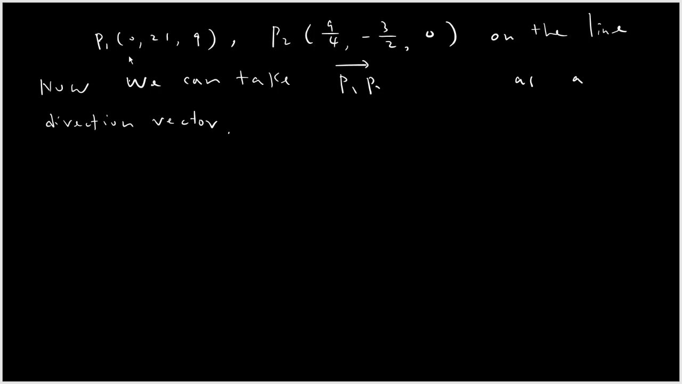Okay, now we have to compute P1P2, right? The first component is coming from the difference between the x coordinates of the terminal point and the initial point. I believe it's 9 over 4, right? We'll figure out the second component soon, but we need to do some more work. The third component is simple to compute. It's coming from the difference between the z coordinates, 0 minus 9. I think you have negative 9.